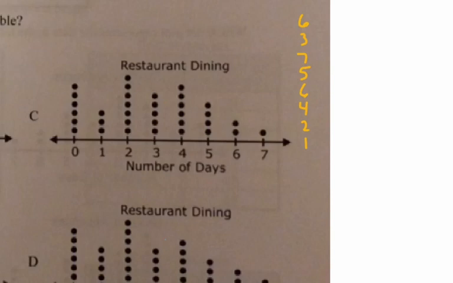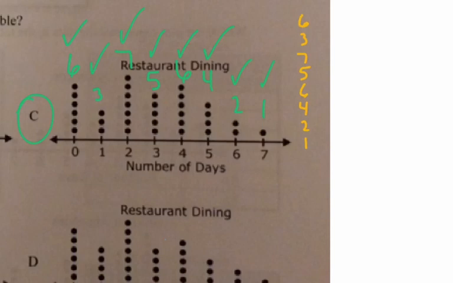So we're going to come to letter C and fill in the numbers on the top of the dot plot. So for 0 number of days I should have 6. 1 number of days I have 3. 2 number of days I have 7. 3 number of days I have 5. 4 number of days I have 6. 5 number of days I have 4. 6 number of days I have 2. And 7 number of days I have 1. So letter C is the one that matches up.